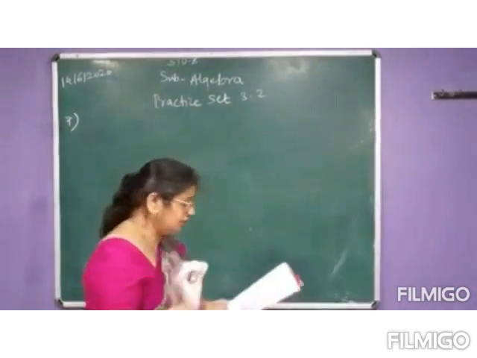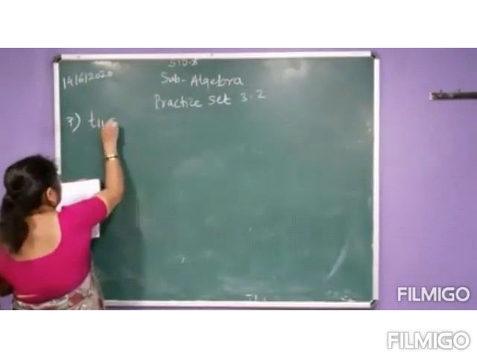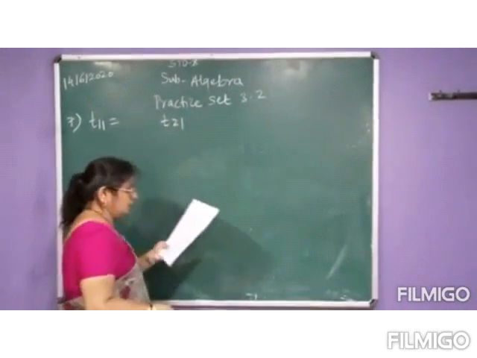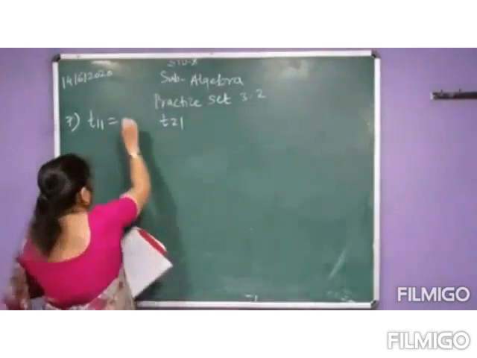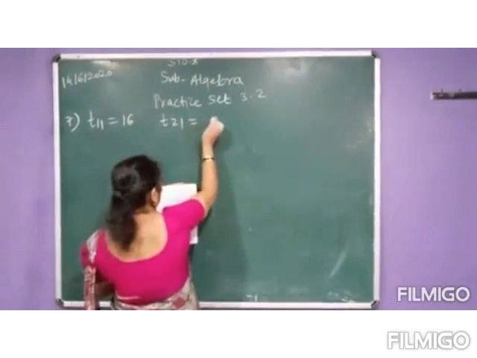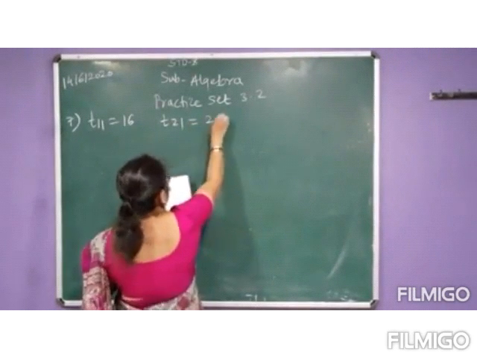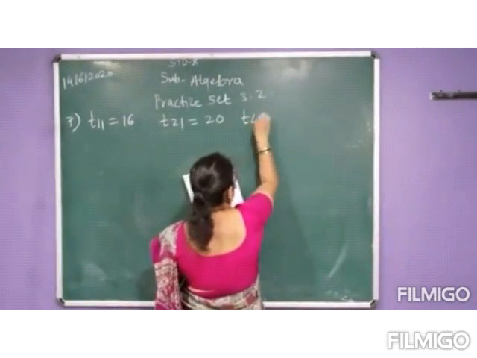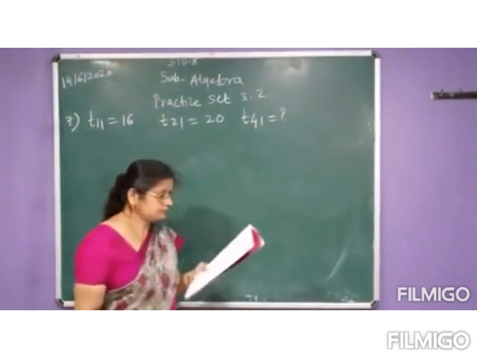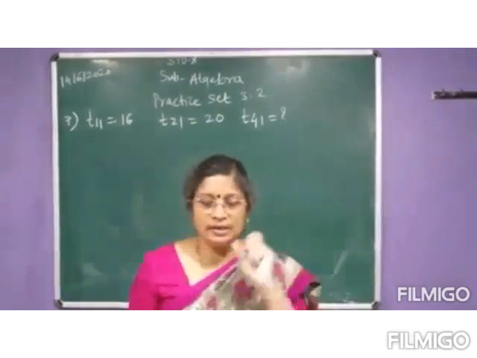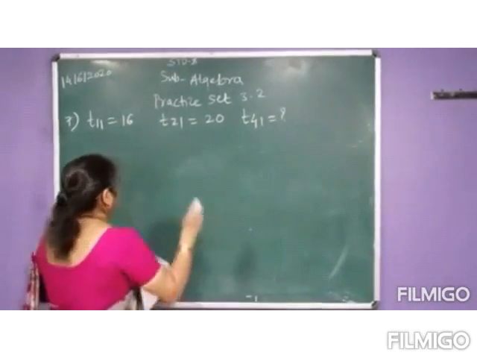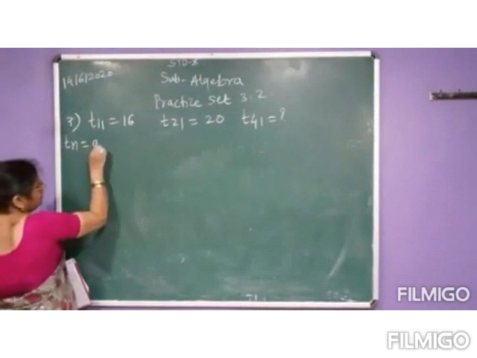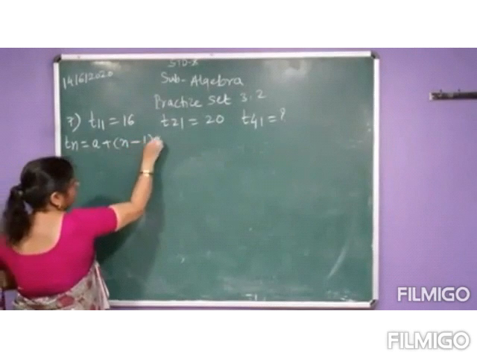The 11th term means T11, and the 21st term of an AP. The 11th term is 16 and the 21st term is 20. Find the 41st term. T41 is asked. Here A is not given, D is not given, but we will find out. Now see, again first we will write the formula. Tn is equal to A plus n minus 1 into D.